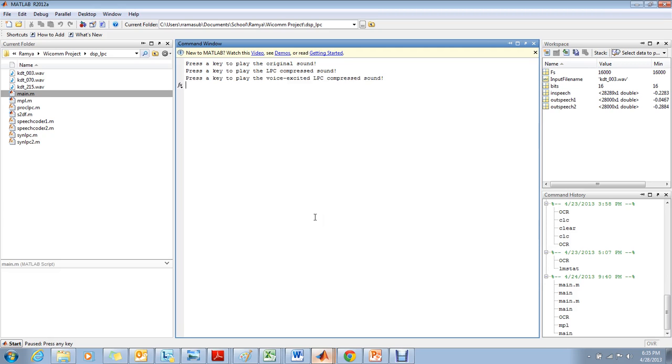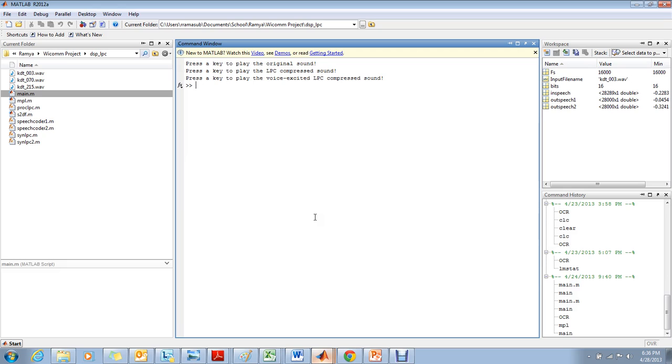If you notice, it is so muffled and the data loss is heavy that we cannot actually make out what is being said by the source. So an enhanced method, the voice excited LPC compressed system, is used, which has a higher bitrate when compared to the LPC compressed sound, but is lower than the original sound and still maintains a better quality.